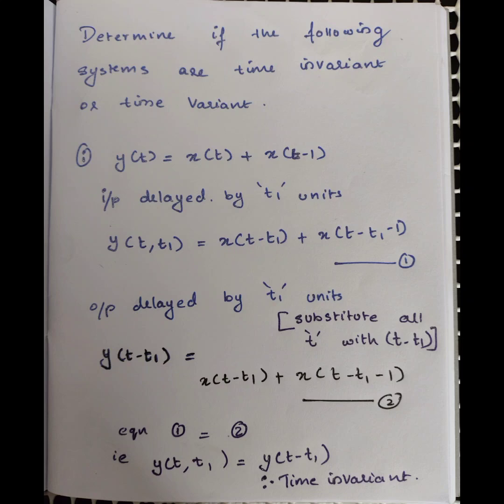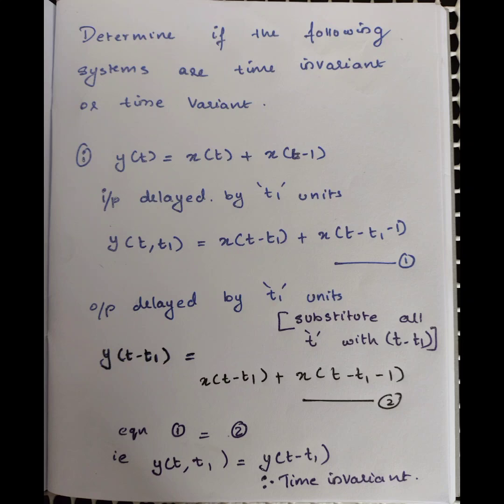So let's do the problem. In the first question, the expression for output is given as y of t is equal to x of t plus x of t minus 1. First we will see what is the effect of delaying the input signal. For that, the expression for output is given as y of t comma t1. Here we are delaying only the input signal, so we'll put a minus t1 in the expression for input: x of t minus t1 plus x of t minus t1 minus 1. We have added an additional minus t1 because it is a delay to the input function in the expression for output.